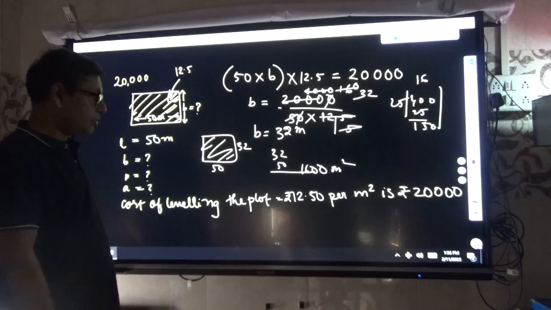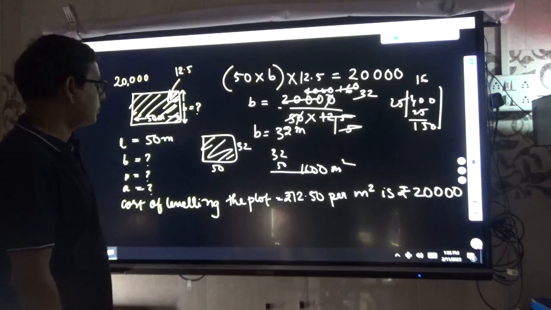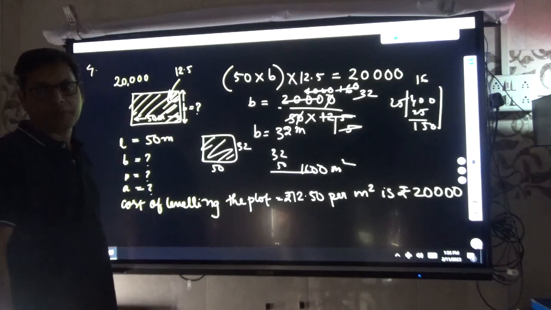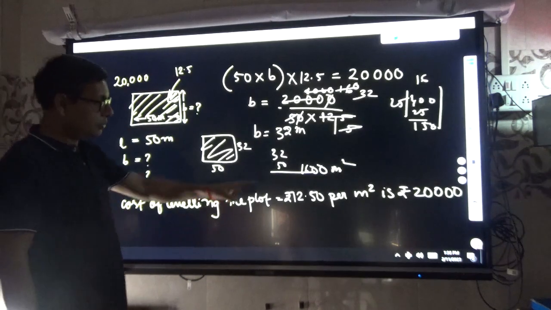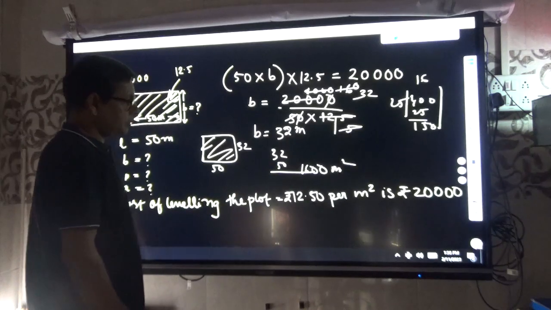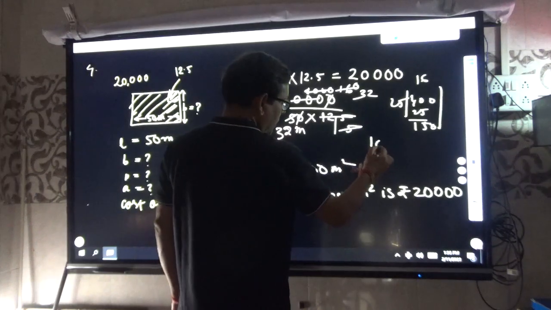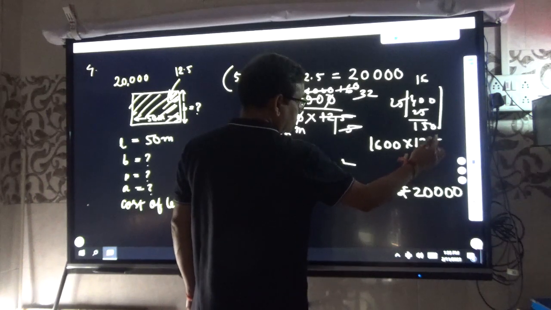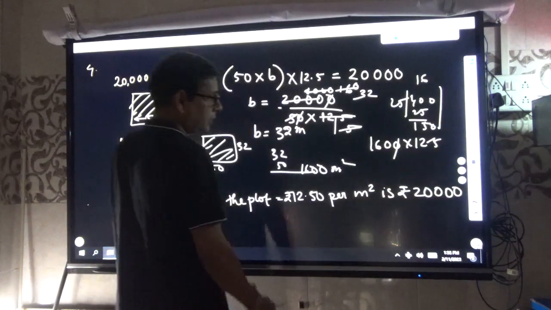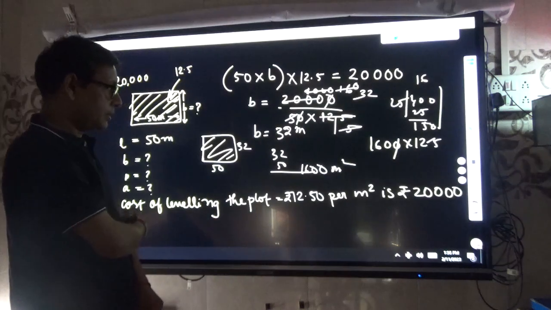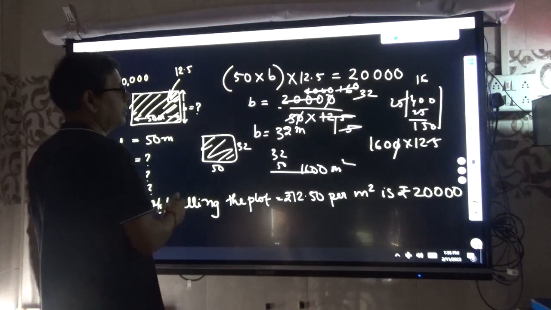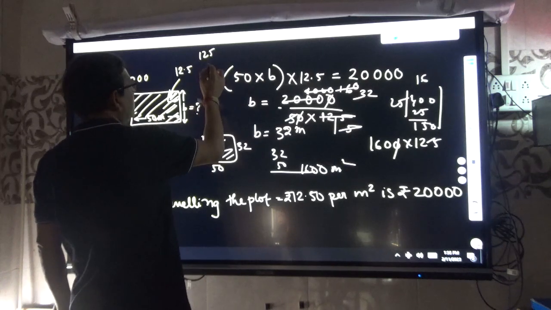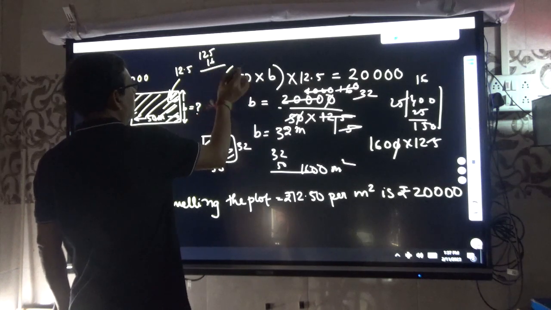Correct? Now for leveling 1 square meter area, I need to spend 12.5 rupees. To level 1600 square meters, how much do I have to spend? 1600 into 12.5. So this decimal goes with 0. So 125 into 160. Correct? So 125 into 160. So I will put a 0 here.